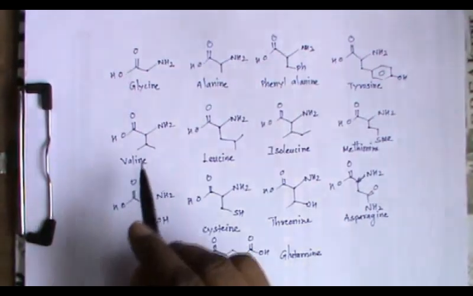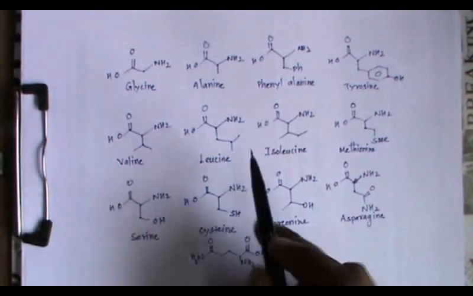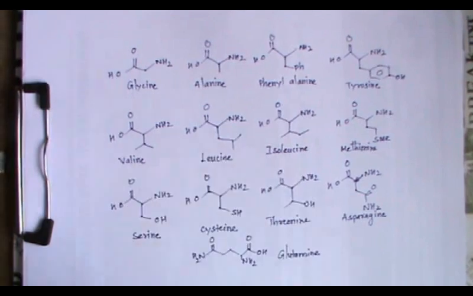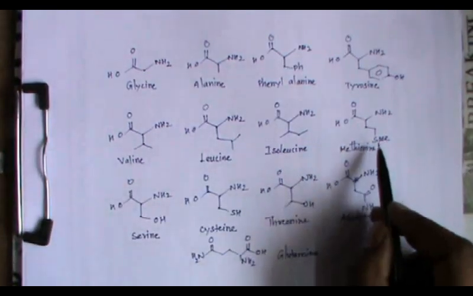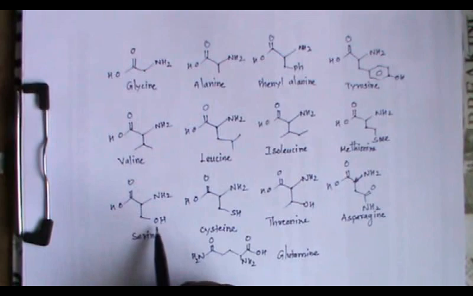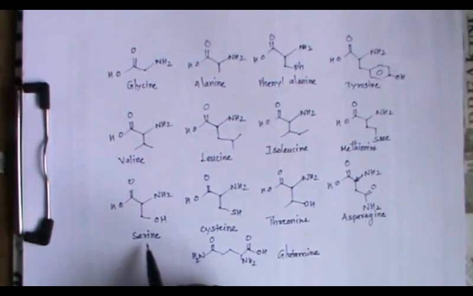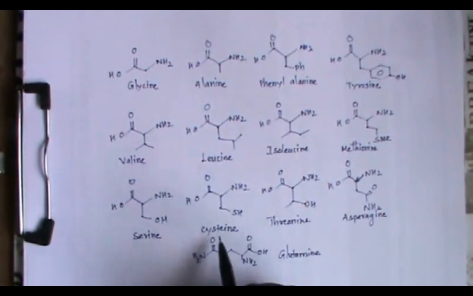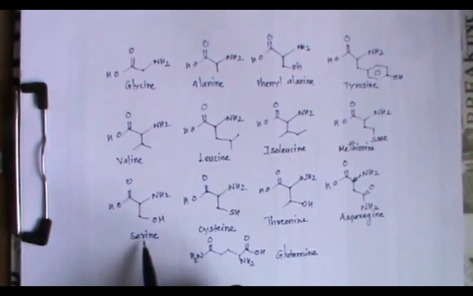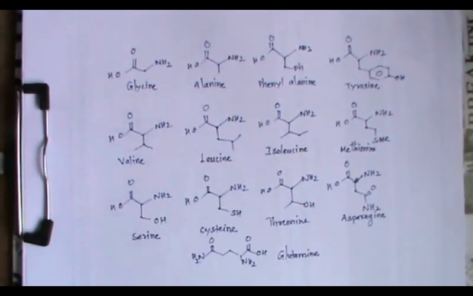Instead of methyl, when I introduce isopropyl, that is valine. Butyl will be leucine and isoleucine. Methionine contains sulfur. When I add OH to alanine, I get serine. When I add SH, I get cysteine. To serine itself, when I introduce methyl, we also have asparagine and glutamine. All these amino acids are neutral amino acids. There will be only one NH2 and one CO2H.